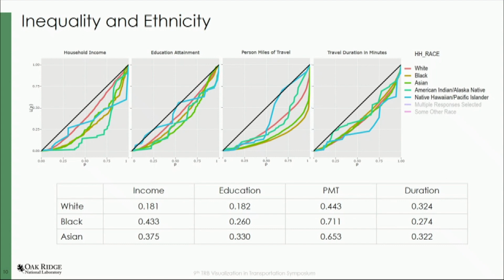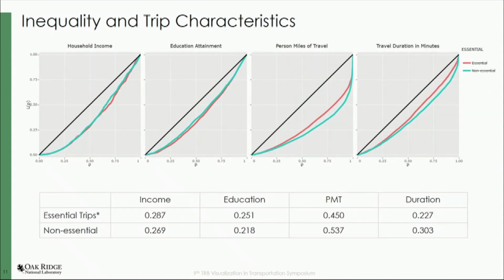In terms of travel duration, there's not much difference among the three populations that we're looking at. So we further divide the data into essential and non-essential trips. Essential trips are basically work-related trips, where you're doing business or going to school, or you have medical trips that you need to make. Those are essential trips. The non-essential trips are social trips, leisure trips, and shopping, things like that.